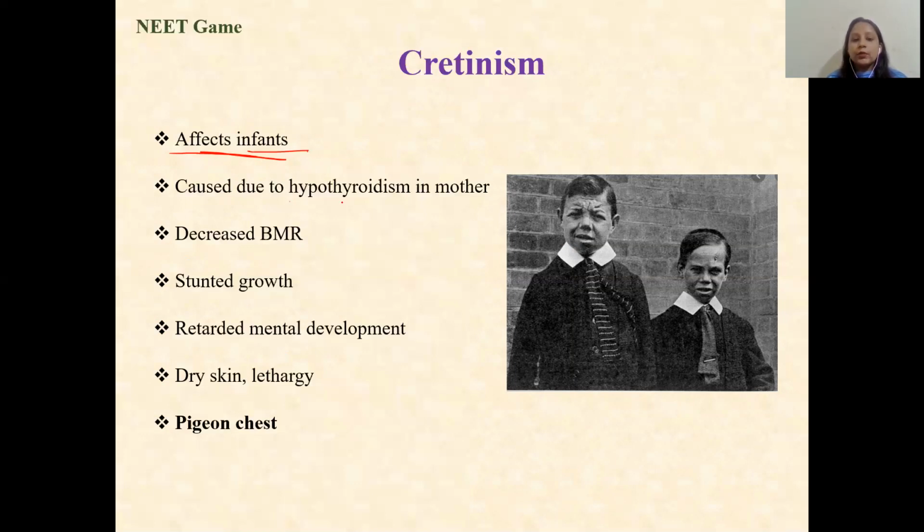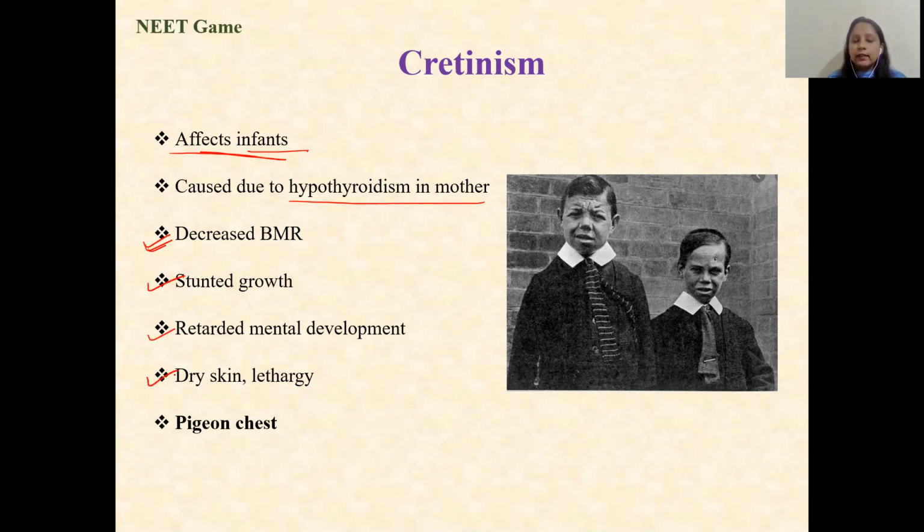Hypothyroidism in the mother is responsible for cretinism. So you inherit it from your mother while in the womb. It is a disease transmitted from the mother to the child during embryo development. It decreases our basal metabolic rate. The height of the individual is affected, which we call stunted growth. Mentally, they are retarded.